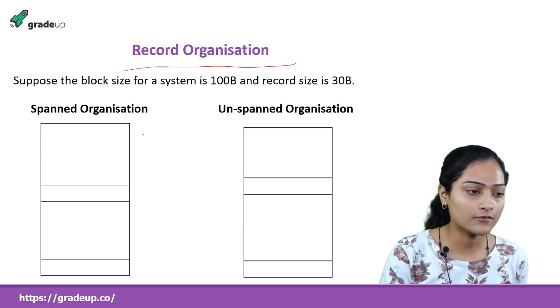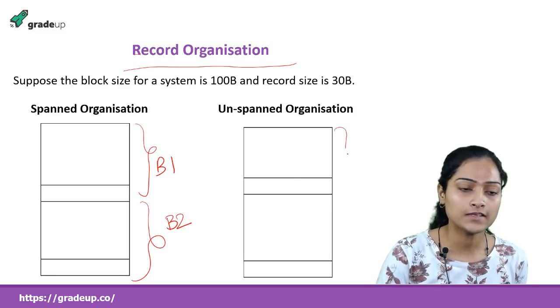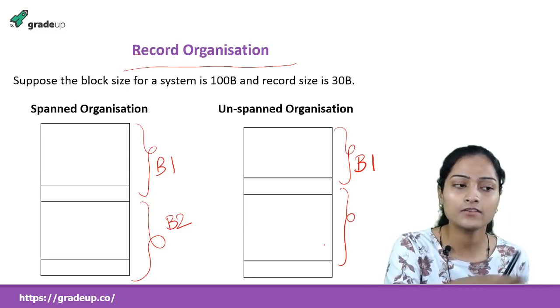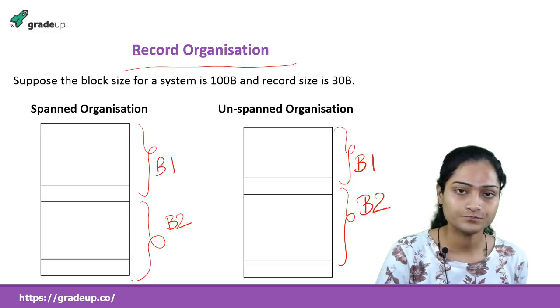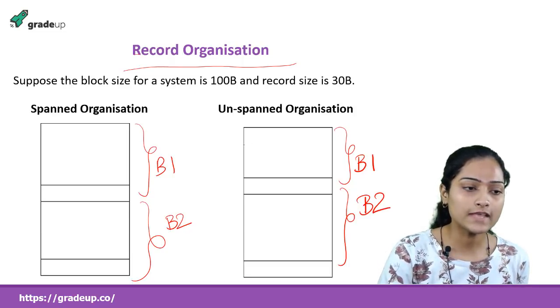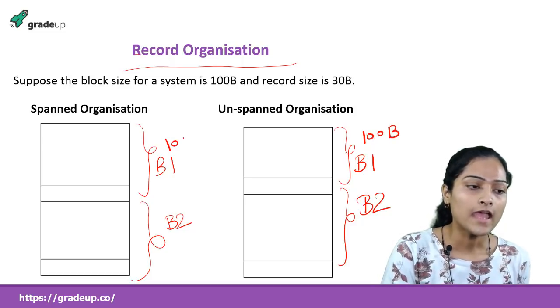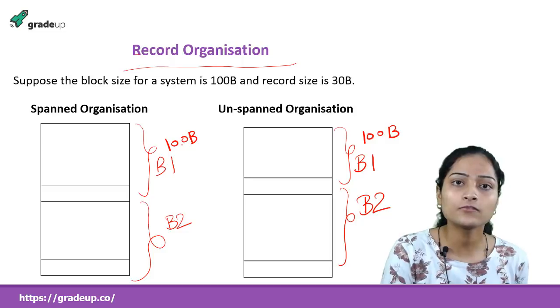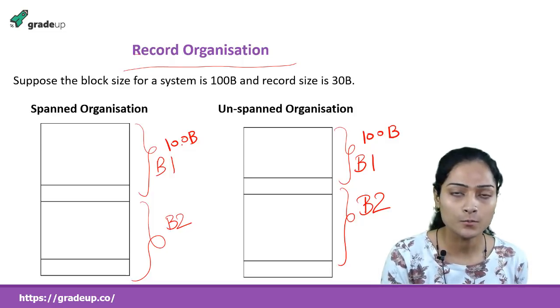See, suppose we have one block of memory B1. This is another block of memory B2. Guys, don't look at whatever I have written on the screen. Just listen to me, and you will get the clarity. Suppose this block size is 100 bytes, and the record which you want to store is of 30 bytes. So, roughly, you can store around 3 records in a particular block.